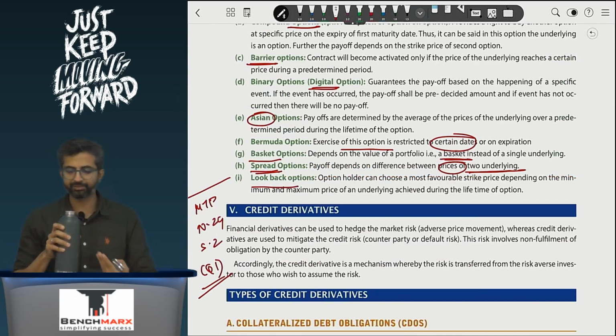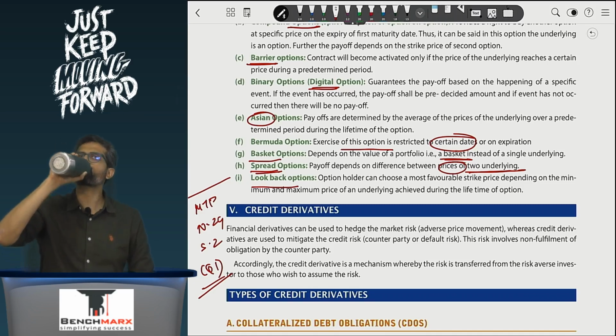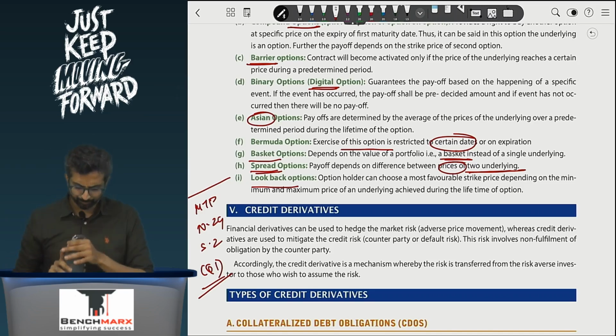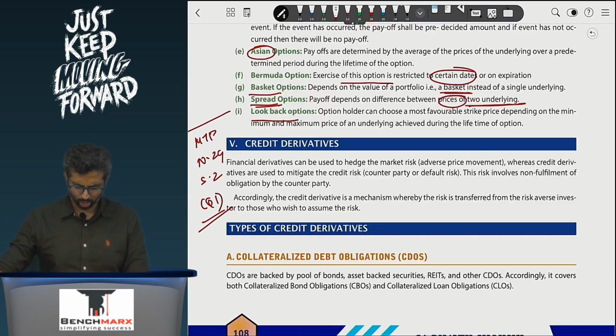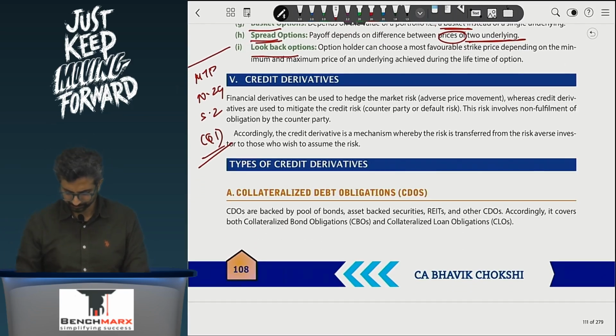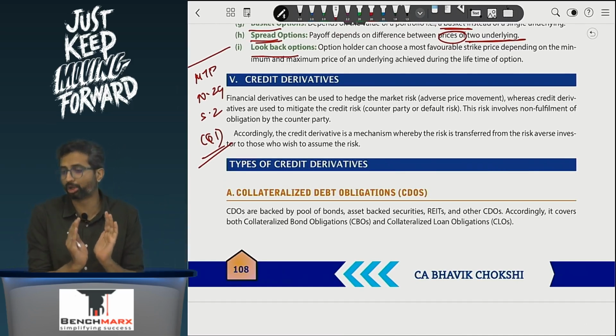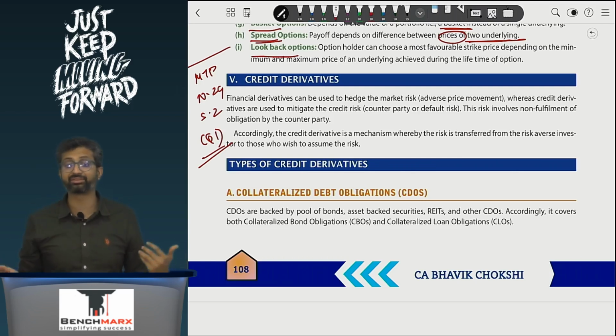Depends. It's a private contract, so you can negotiate the terms. Then you have a collateralized debt obligation. CDO is very similar to securitization, just that in securitization there is a pool of loans. Here there can be any asset-backed securities. There can be bonds, there can be other CDOs, it can be anything. Are backed by pool of bonds, asset-backed securities, REITs or CDOs.